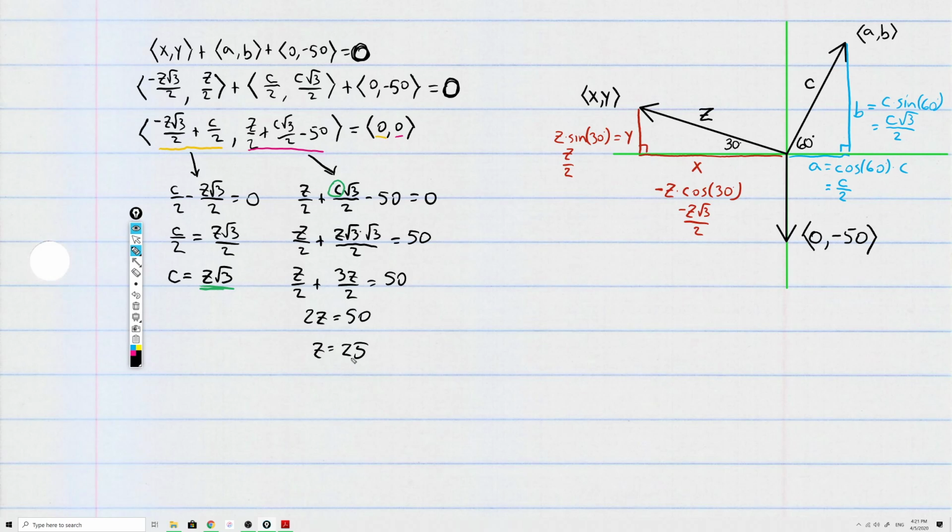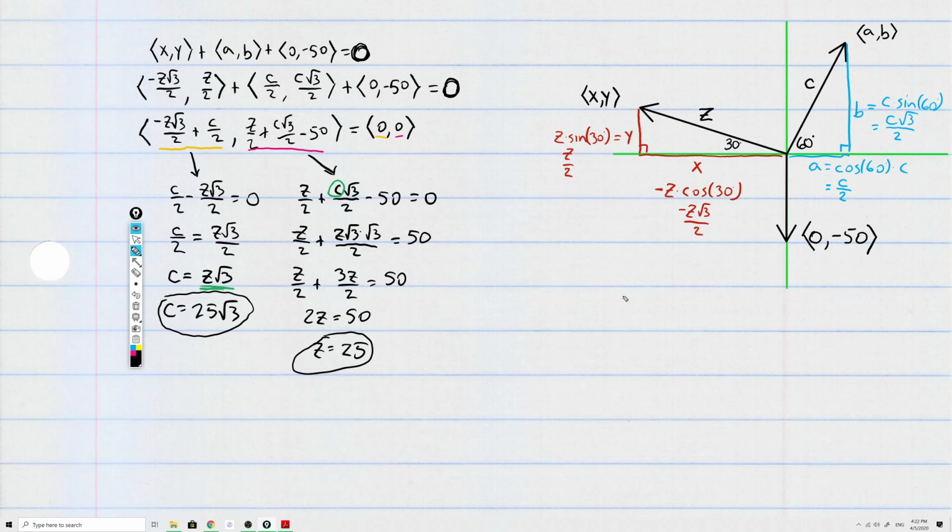Now that I know that z is 25, I can plug that in and find c. So c is 25 times the square root of 3. So there you go. That's the tension in the wires. If you wanted to at this point, you could find x, y, a, and b. This question did not ask us to do that, so I'm not going to do that. All you would do is plug in the numbers, z equals 25 and c equals 25 root 3, and you could find the component forms of these vectors. That's not what you were asked to do. You were just asked to find the tension in the wires, which is what we've done.